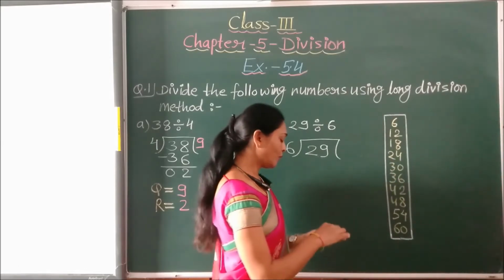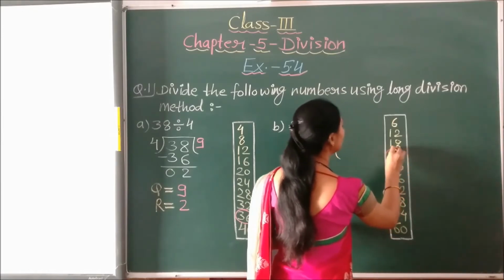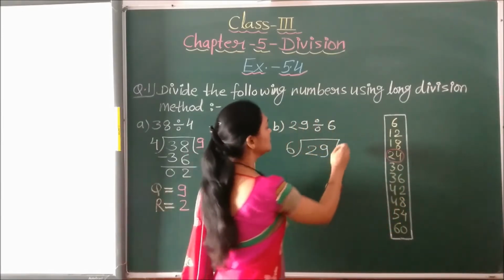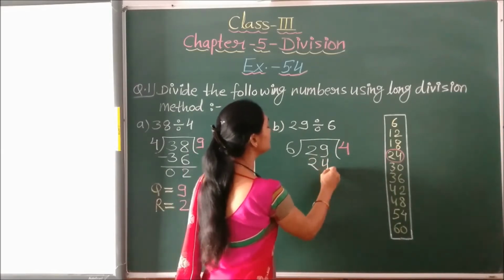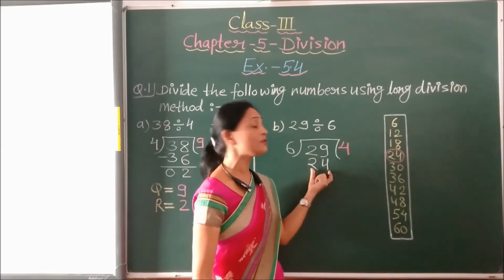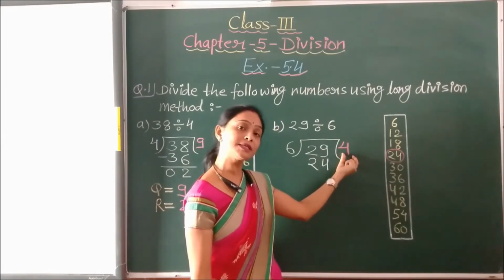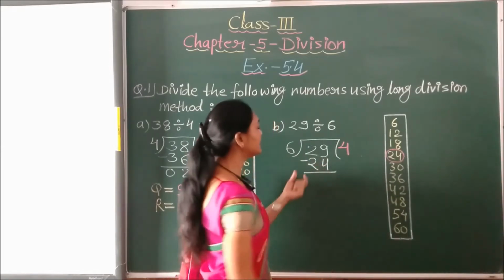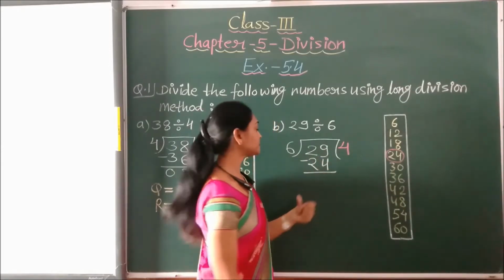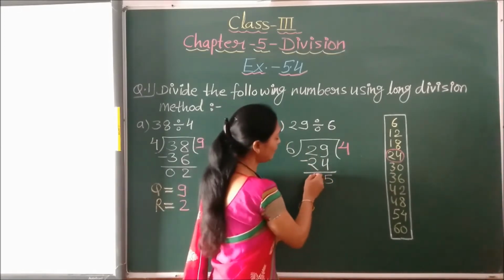Yes. So 4 times how much are we getting? 4 times we are getting 24. So here we have to write this 4, and down we will write 24. Down you have to write the number which you are getting in the table after reading this many times table. So this 24 we will subtract here. 9 minus 4, 5, and 2 minus 2, 0.